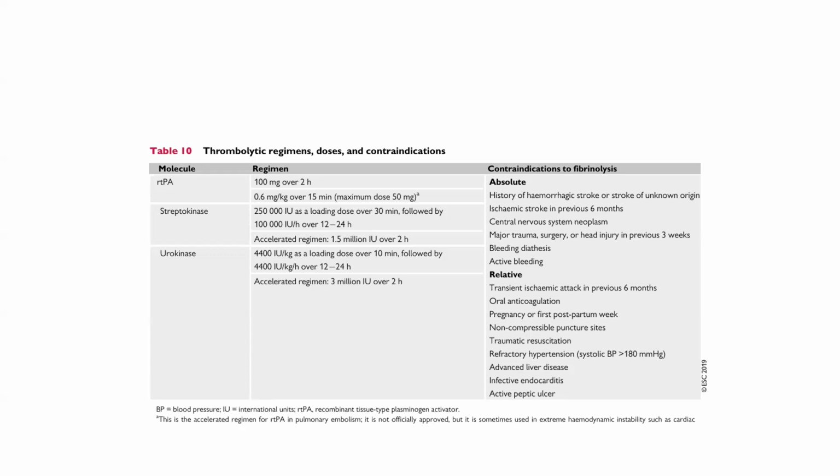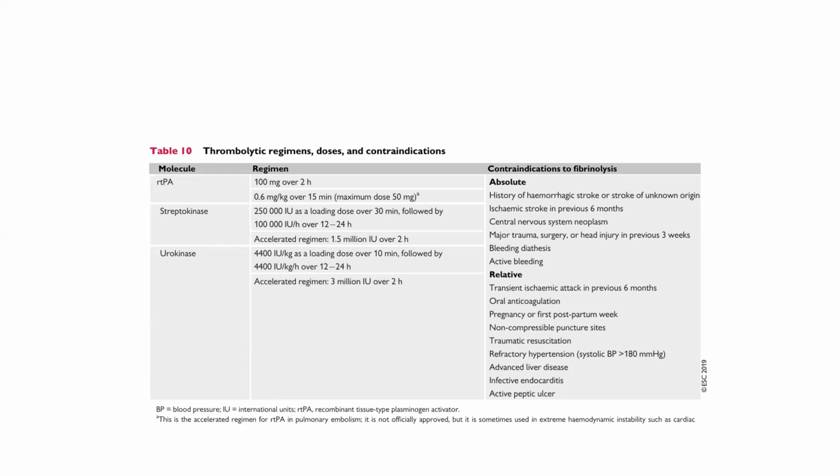Then streptokinase can be given in the dose of 250,000 IU as a loading dose over 30 minutes, followed by 1 lakh international unit per hour over 12 to 24 hours. Accelerated regimen is 1.5 million over 2 hours. Then urokinase can be given in the dose of 4,400 international unit per kg as a loading dose over 10 minutes, followed by 4,400 international unit per kg per hour over 12 to 24 hours. Accelerated regimen is 3 million international unit over 2 hours.